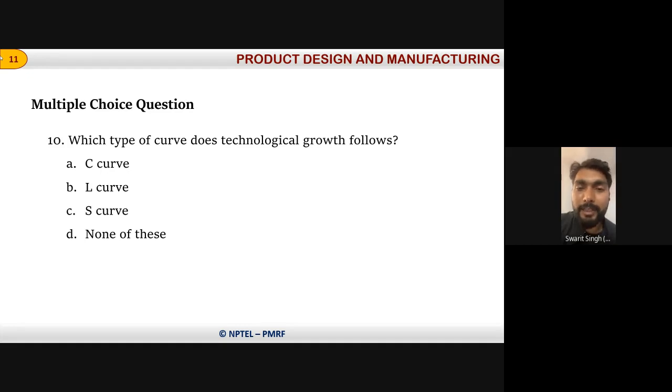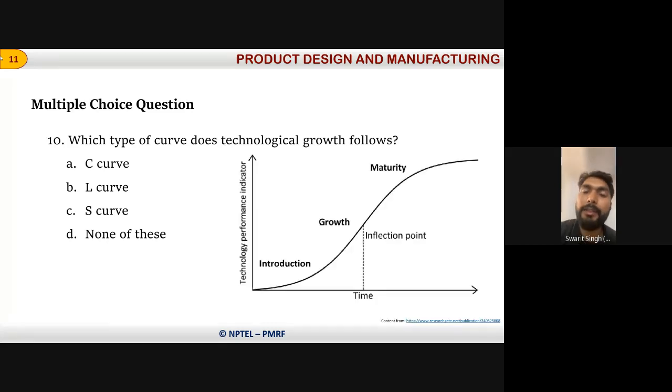So why is it called an S curve? Can you show me the next figure? This particular curve, which is a technological growth curve, looks like an S. Starting from the generation of idea, which is not given in this particular curve, it is starting from the introduction. So the product is introduced in the market, right?